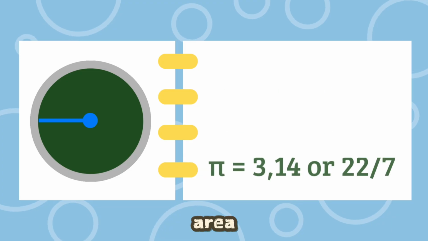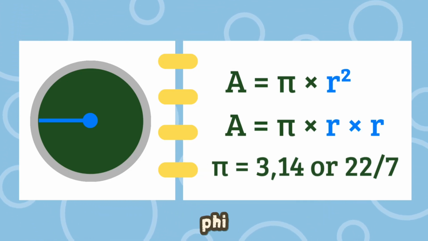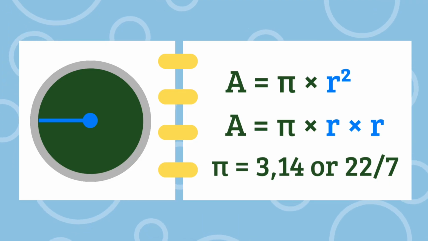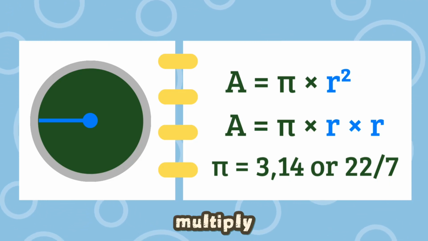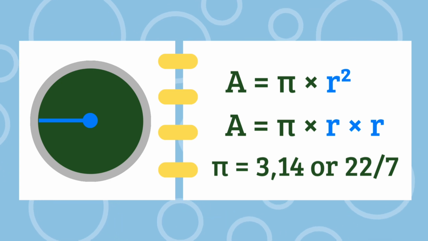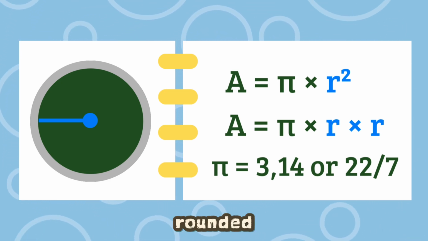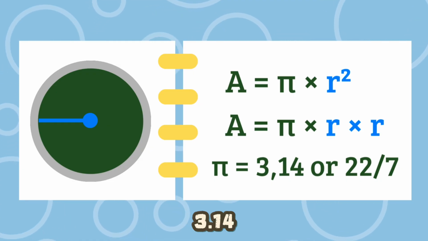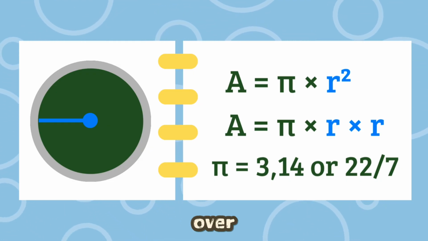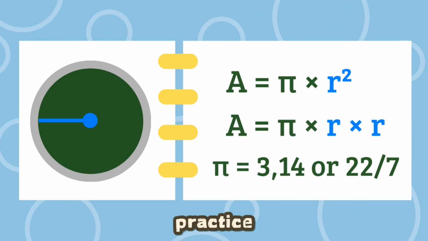To find the area of a circle: area equals pi times radius squared. Meaning we multiply pi by the radius multiplied by itself, where the value of pi is rounded to 3.14 or 22/7 in simple calculation. Let's practice.